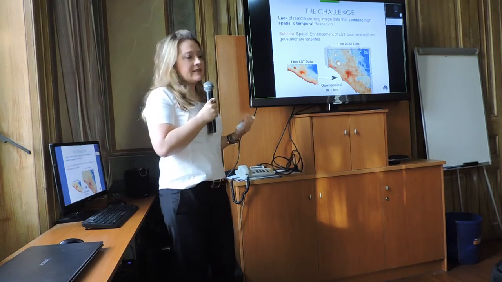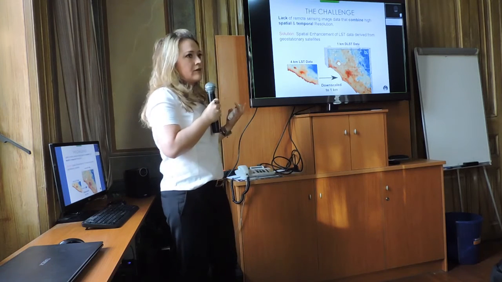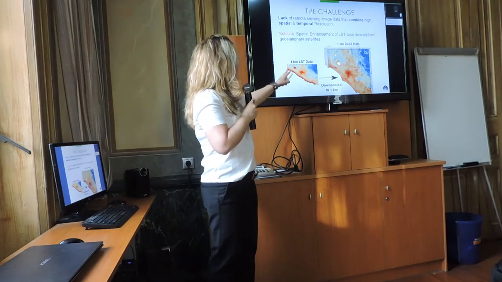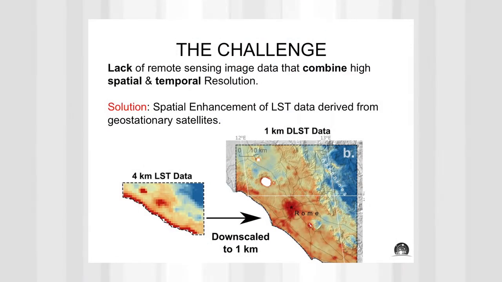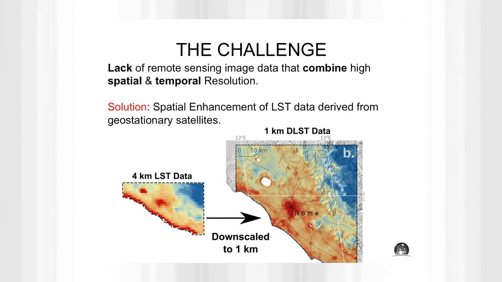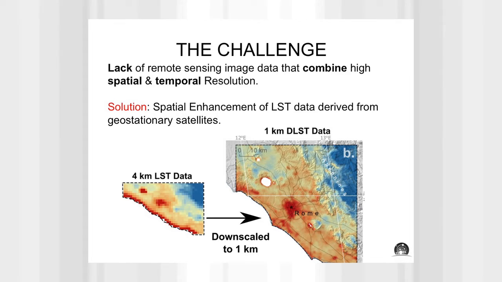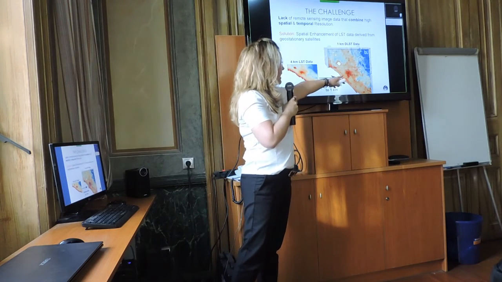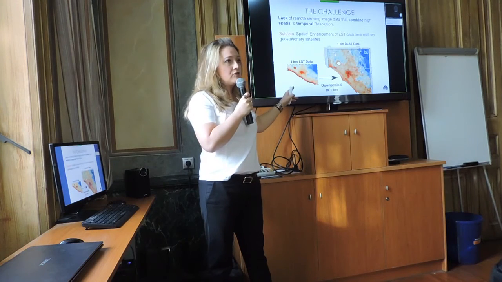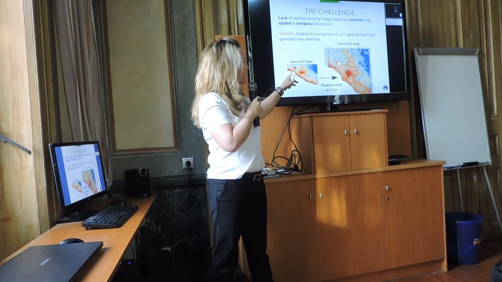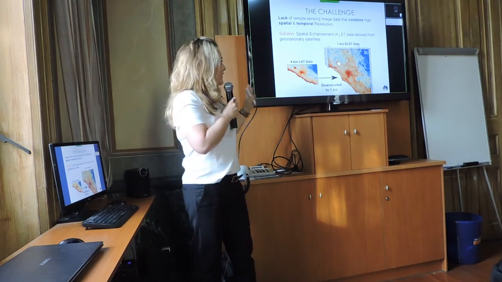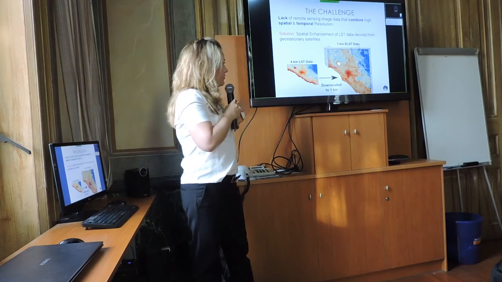So what is the challenge here? And this is the topic of research of our group. The challenge is to take 4-kilometer land surface temperature data from geostationary satellites and downscale it down to 1-kilometer. This is what a MODIS image would look like. But this is not a MODIS image. This is an image taken from the geostationary satellite Meteosat, and with appropriate processing, we have downscaled it to 1 kilometer. So this is a major topic of research.